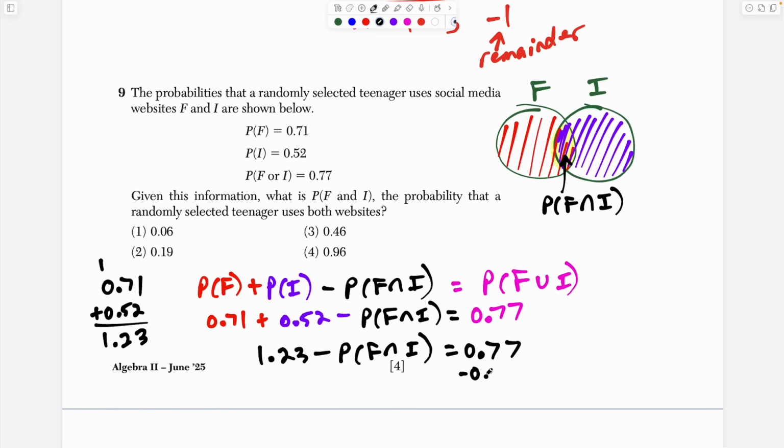So now I just subtract 0.77. So I'll do that on both sides here. Let me just move this over. And this I could just type in a calculator, but I'll just go ahead and do the subtraction right here.